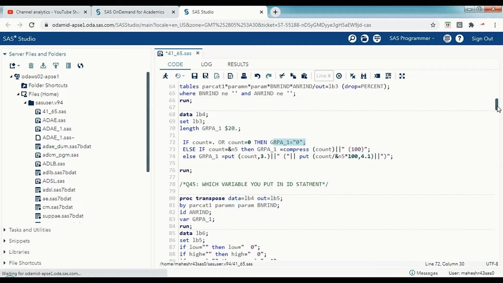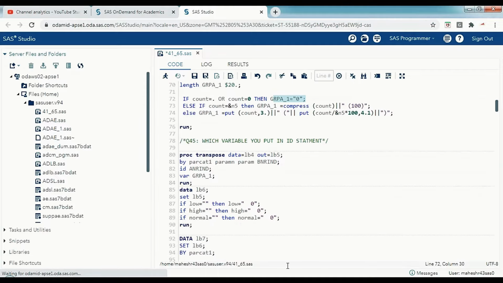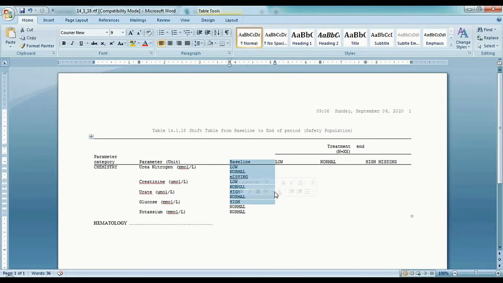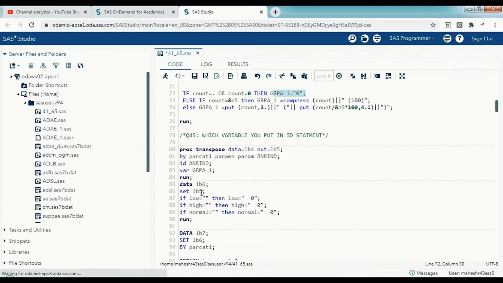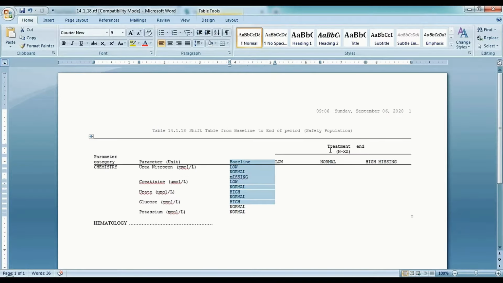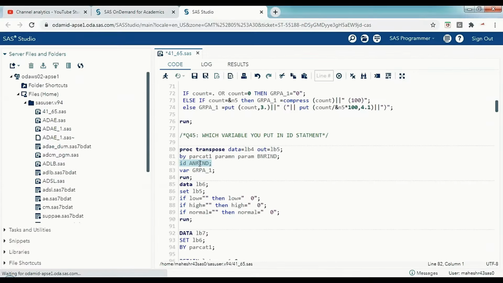Okay, after that, transpose. In the transpose also we are seeing the baseline versus post baseline relations. That's why they are asking which ID statement you are using. So it is based upon the shell. Here our shell shows treatment end, they want to see the low, normal, missing ranges column wise. So that's why the ID is the ANRIND.